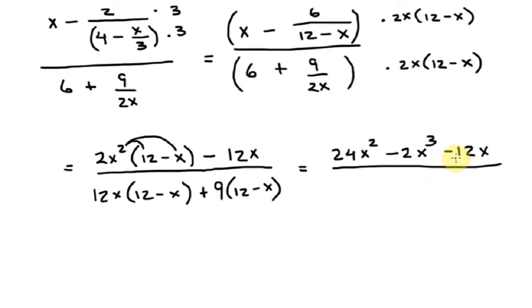so there's really not much I can do to simplify that down. I'll show you one thing I can do in a little while, but first let's clean up the bottom. So we're going to go 12x times 12, so that's 144x, and then 12x times negative x, so that's negative 12x squared. All right, now I've got 9 times 12, so that's plus 108. And finally, I've got 9 times negative x, so that's minus 9x.